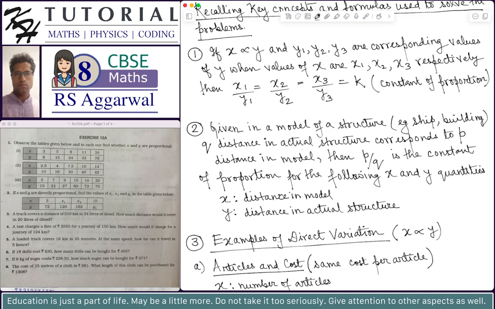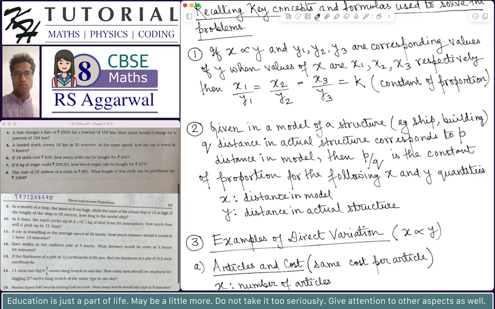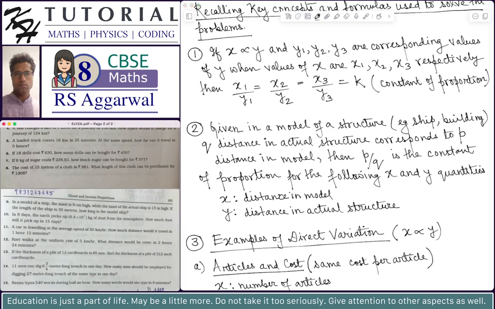Now this is my statement. These values of q and p could be given in a different way, just like in exercise problem number 9, it is given that in a model of a ship, the mast is 9 centimeter high while the mast of the actual ship is 15 meter high. So in this, by p and q I mean the values 9 centimeter and 15 meter.